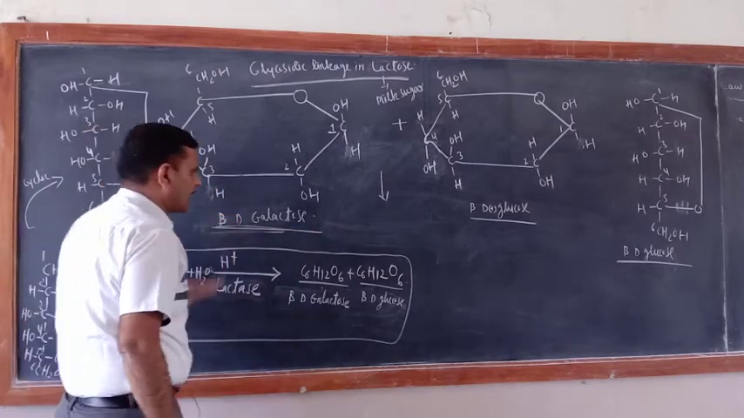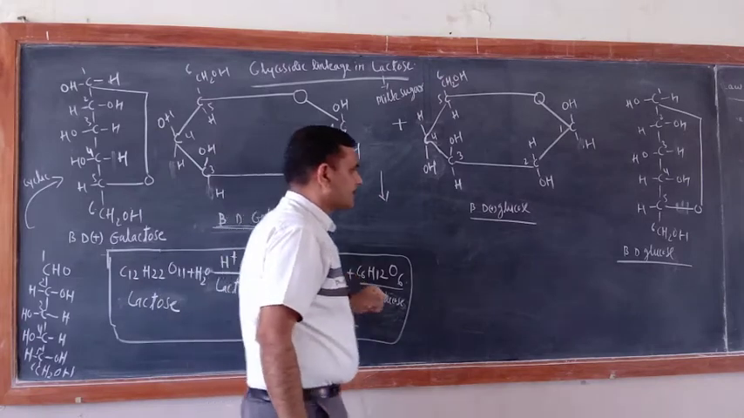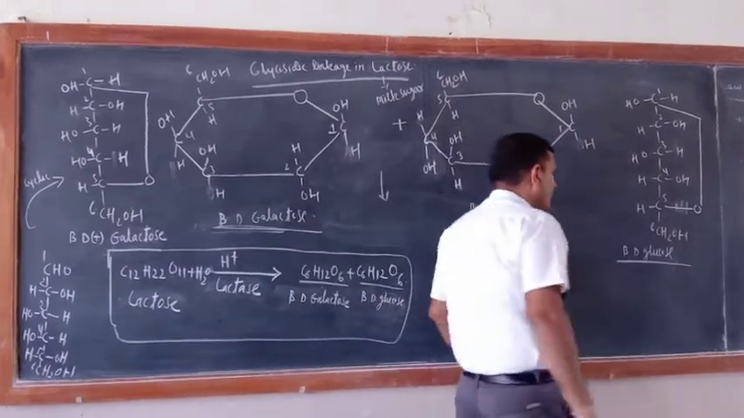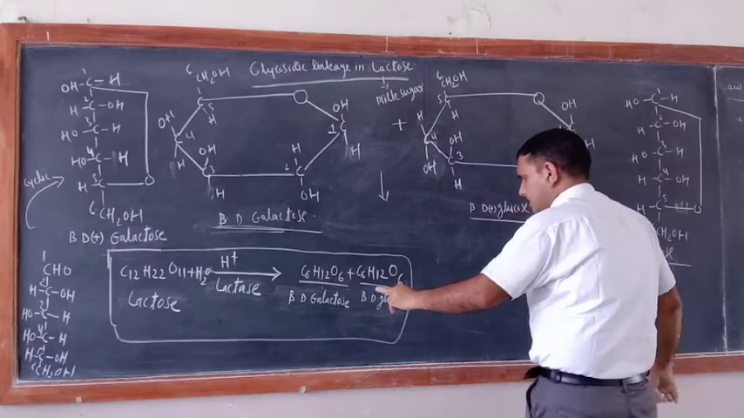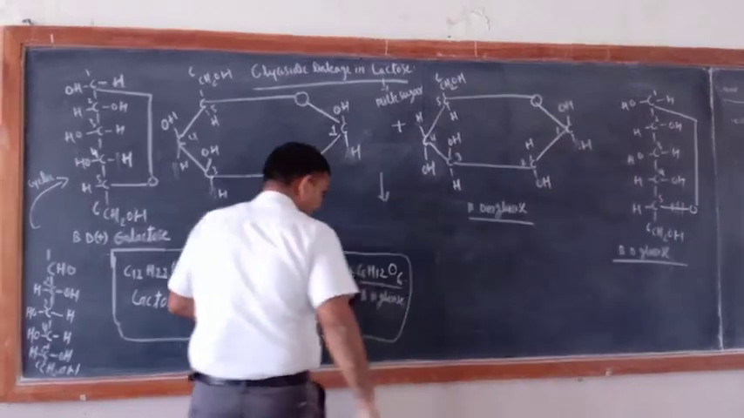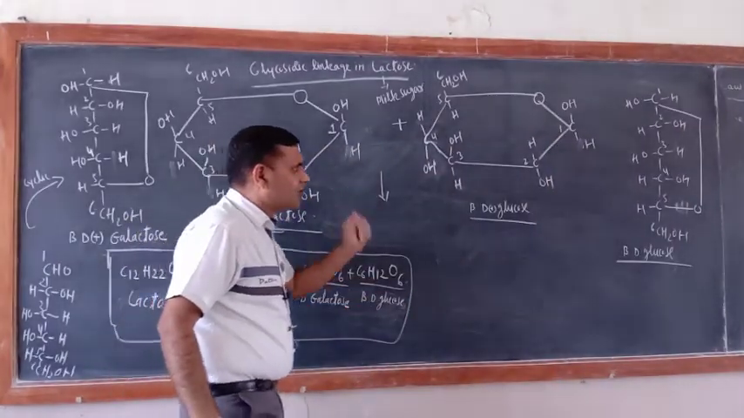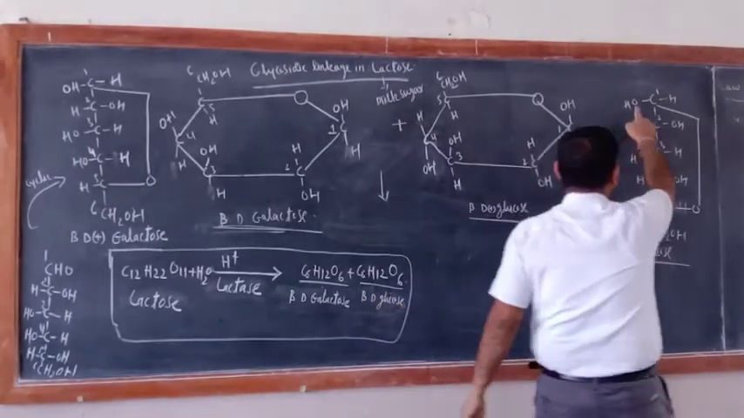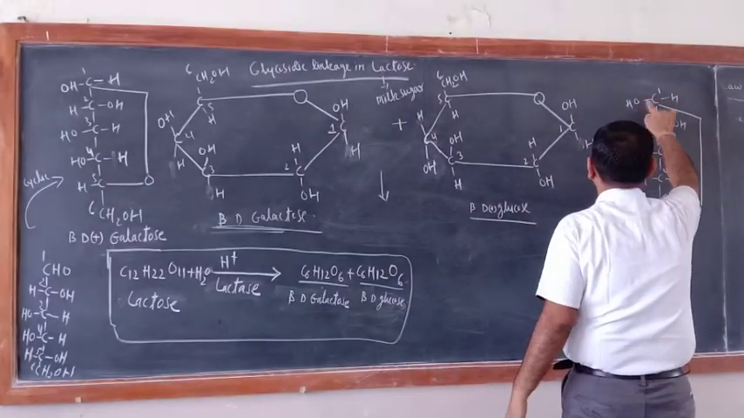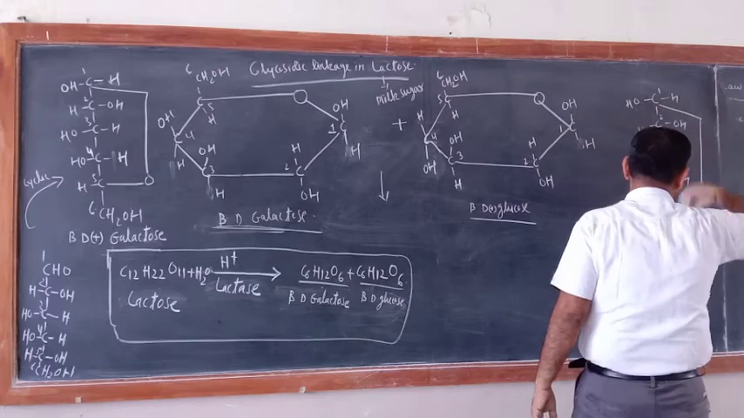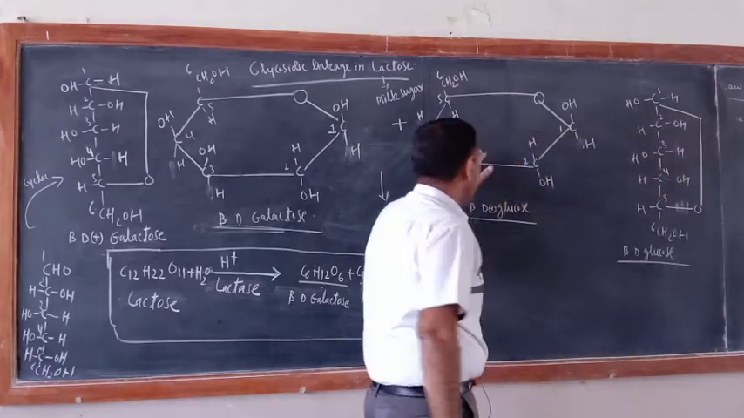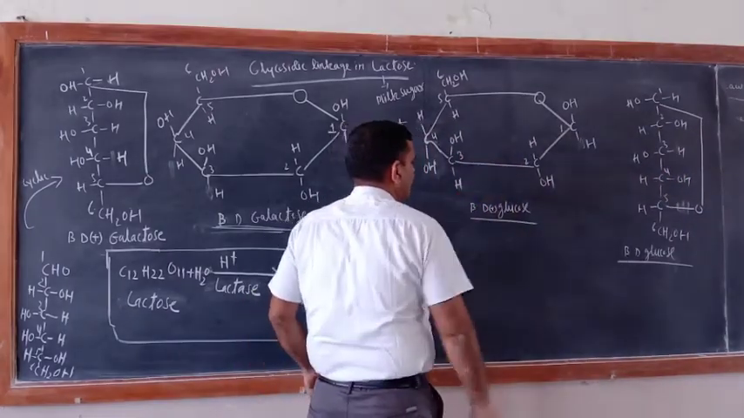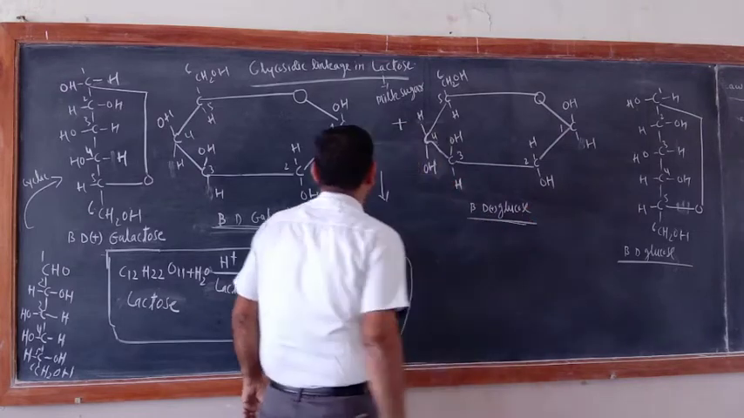Beta D galactose. Now just see, this is glucose. What is the second monosaccharide unit present in the lactose? Beta D glucose. So beta means OH should be left hand side at carbon number first. Rest everything is same only. This is cyclic structure of glucose, and this one is the Haworth projection formula of beta D glucose.